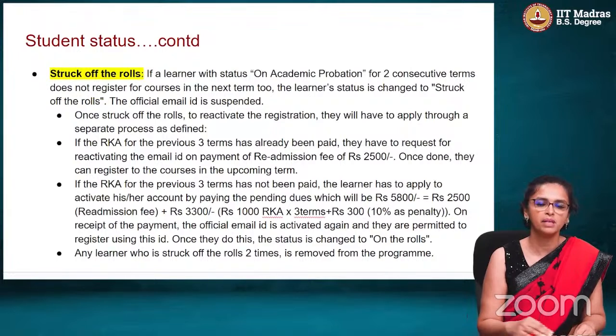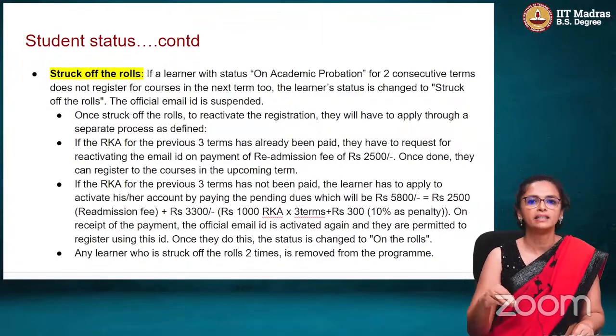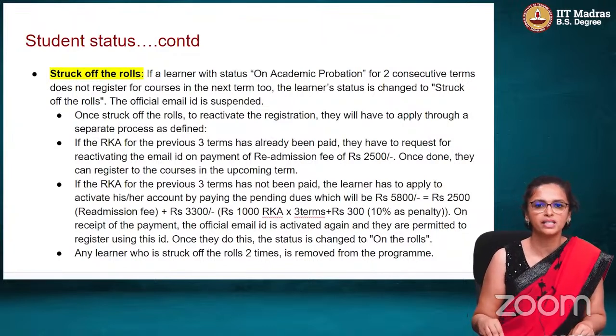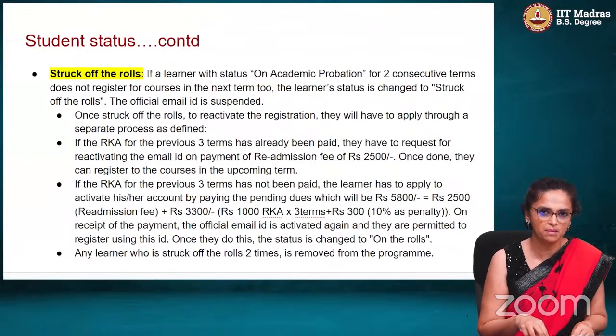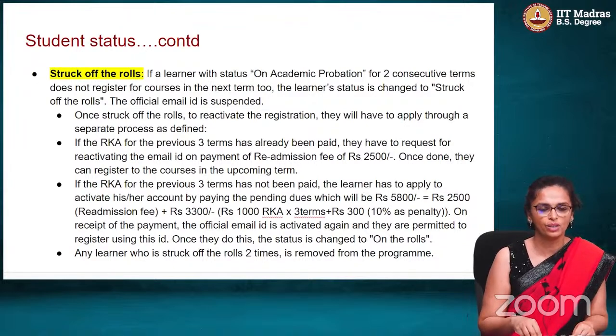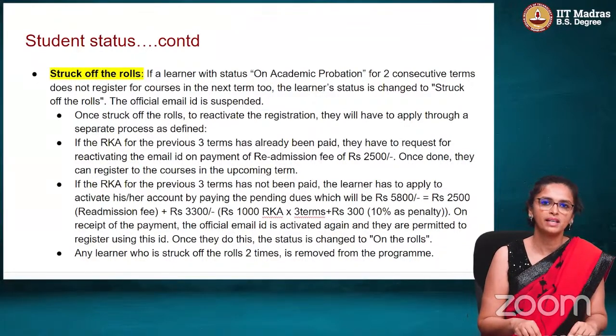If a learner with status academic probation continues like that for 2 terms and the third term also they do not register for courses with us, they are struck off the rolls. So at this point, we will deactivate your email ID, we will deactivate your ID card, and status will be given as struck off the rolls.